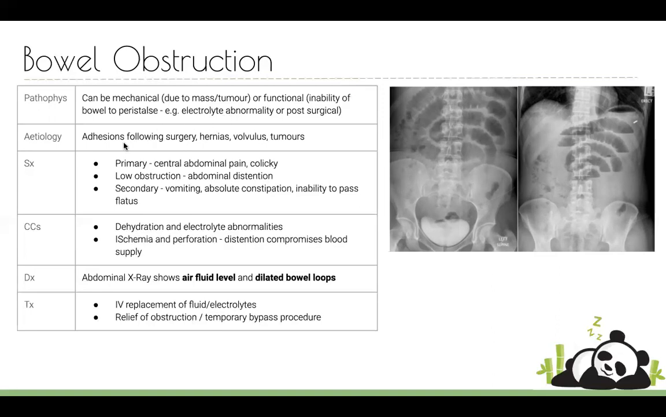So usually, it can be mechanical or functional. Mechanical would be an actual blockage. So something like a mass, a tumor, or even a stricture. Things like IBD can cause strictures, like actual restrictions of your bowel. Or it can be functional. So after surgery often, especially for older patients, their intestines will just fail, and it just won't move. And usually you just treat them conservatively, and it's all good. And it'll come back later.